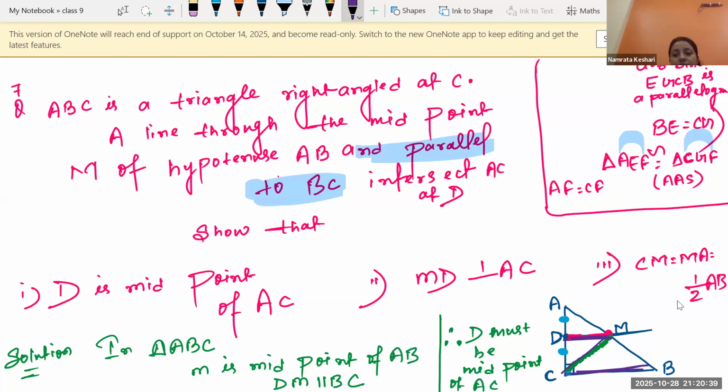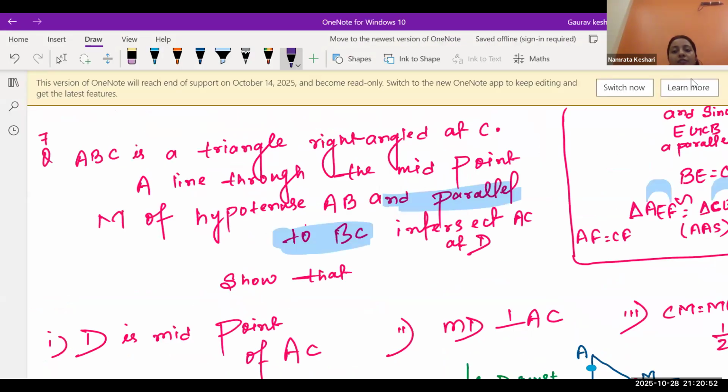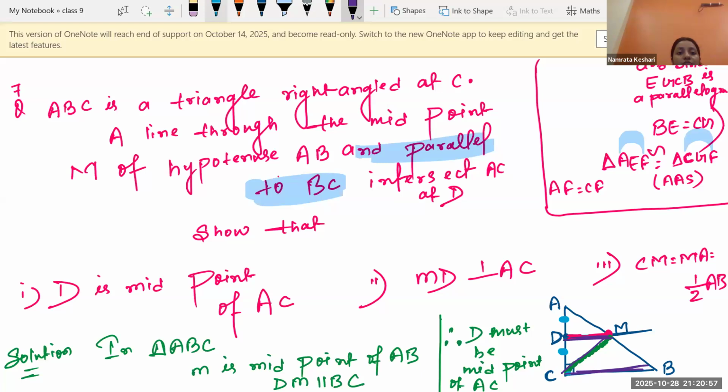Okay, yeah. So to prove MD is perpendicular to AC, we need to join this M with C. Then only we can use these two triangles and prove the congruency. After proving the congruency, easily you will be able to say that MD is perpendicular. Why? Because after proving triangle number 1 and triangle number 2 are congruent, angle D over there and angle D over here are equal. And both added together make a linear pair. Is it making sense?